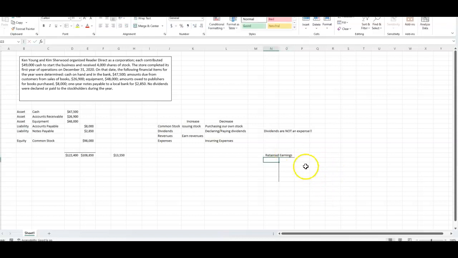Retained earnings is an account where we bring in the amounts that we've earned less any dividends.